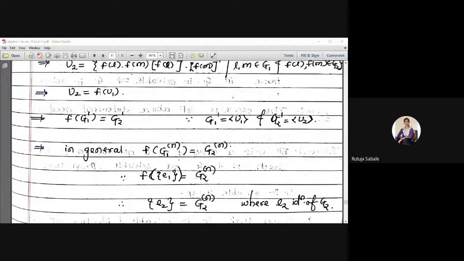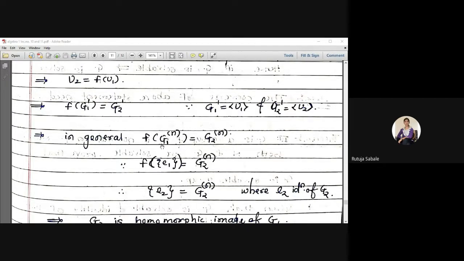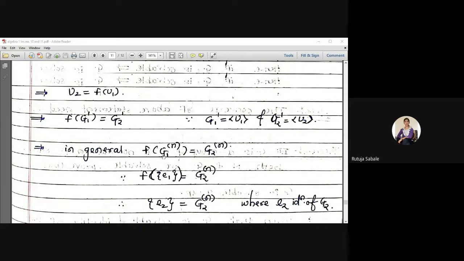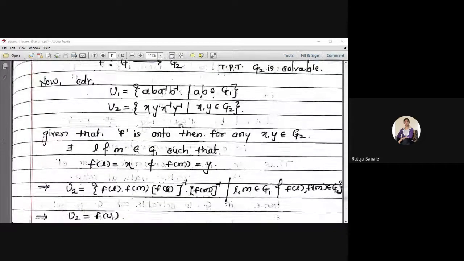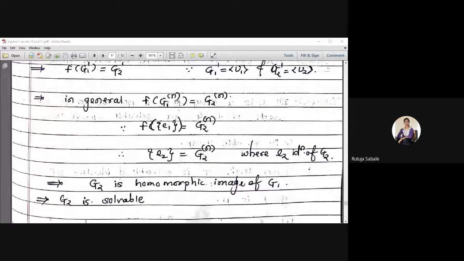So in general we can write f of G1 raised to n, the nth derived subgroup of G1, is equal to G2 raised to n, the nth derived subgroup of G2. But here G1 is solvable. We have to prove G2 is solvable. Hence G1 raised to n is nothing but the singleton {E1}, by the previous theorem. So f of {E1} is equal to the nth derived subgroup of G2.